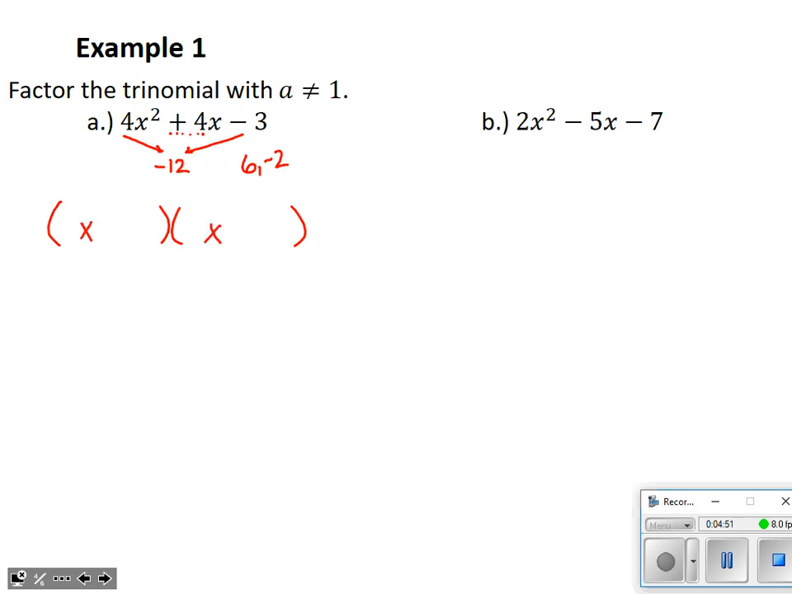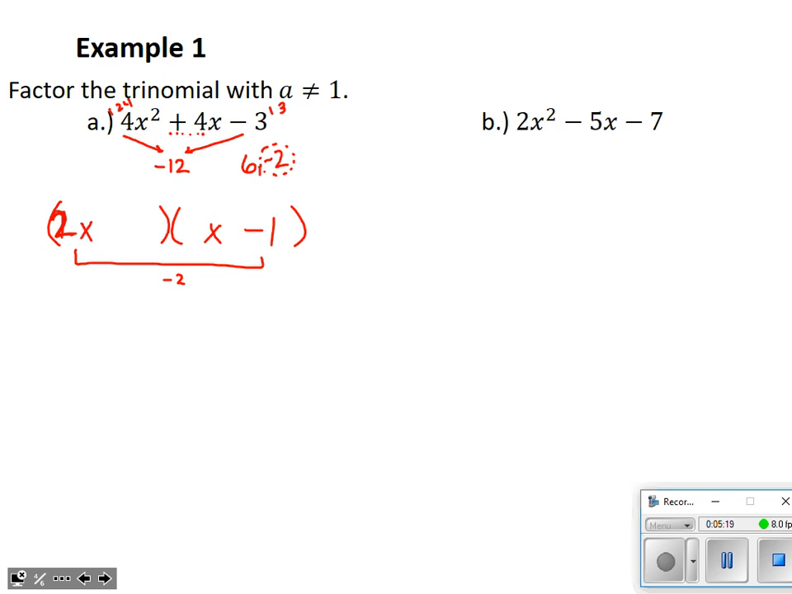And my easier magic number is negative 2. So I've got 1, 2, 4 to work with from that leading 4, and I've got 1 and 3 to work with from that negative 3 at the end. To make a negative 2, I'm going to take the 2 from the 4 and the negative 1 from the 3. So I set the outside numbers first to make negative 2.